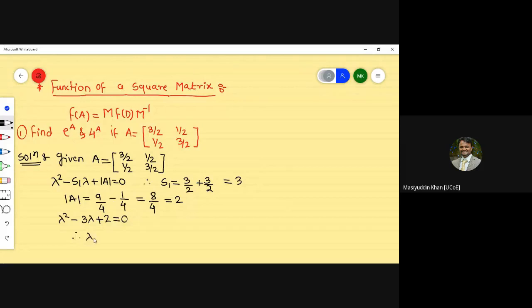So what will we get for lambda? Can anyone calculate it from the calculator? If it doesn't come from the calculator, I can take the value directly. The multiplication must be 2 and the addition will become minus 3. So lambda is equal to 1 and 2.